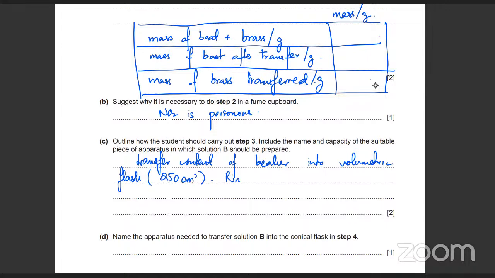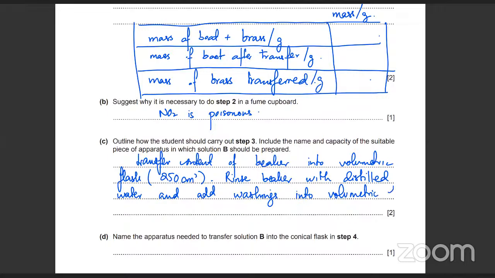Rinse the beaker, and always rinse it not with water, with distilled water. Always don't forget to write distilled water. So after that, add the washings into the volumetric flask. And once that is done, fill the volumetric flask up to the mark.